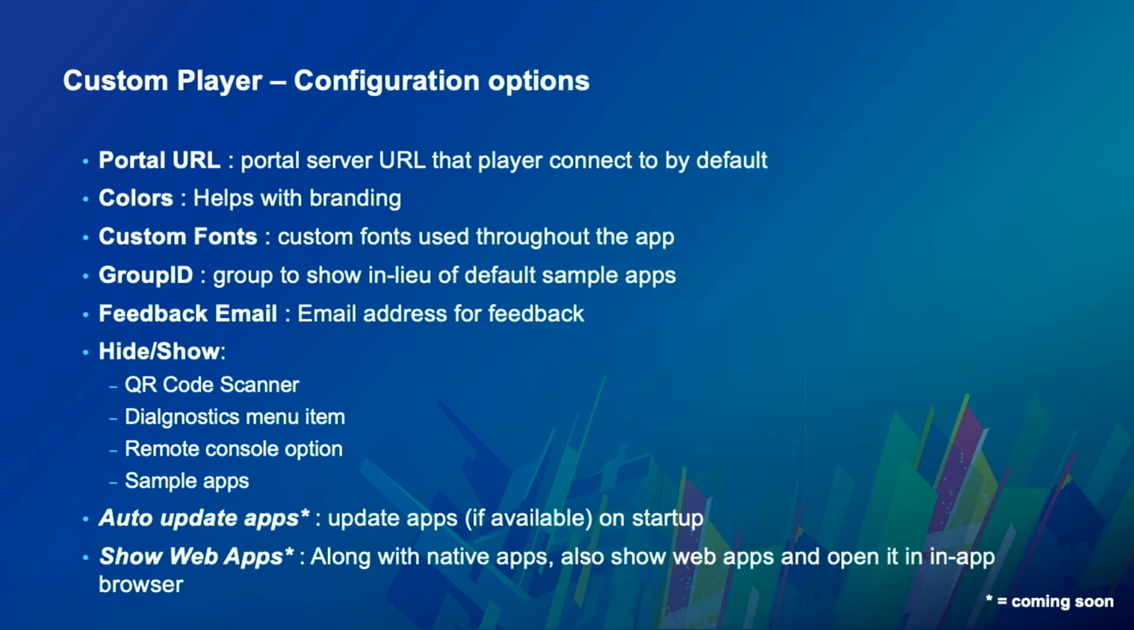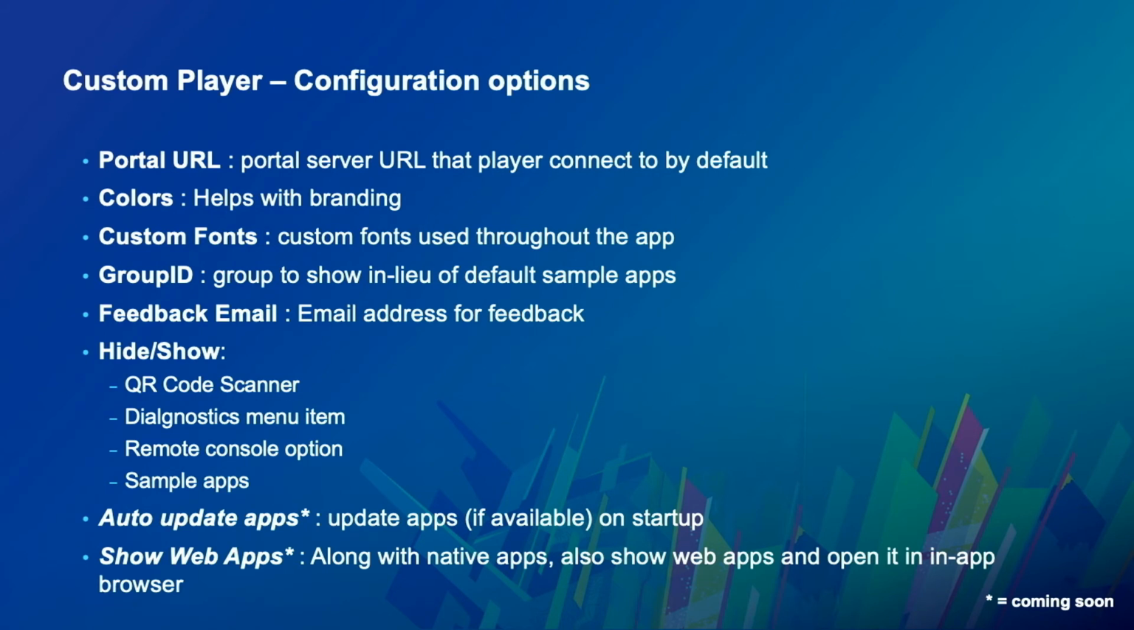It allows you to customize colors out of the box so that you can actually brand it. It even allows you to change fonts if you want to, because it is very specific to your organization. You can even tell us which group ID to go to, so that instead of showing samples, it actually shows you the apps that you want them to see. You can even specify a custom email for your support or something, so that a nice email interface comes up and they can give feedback to you if something is wrong.